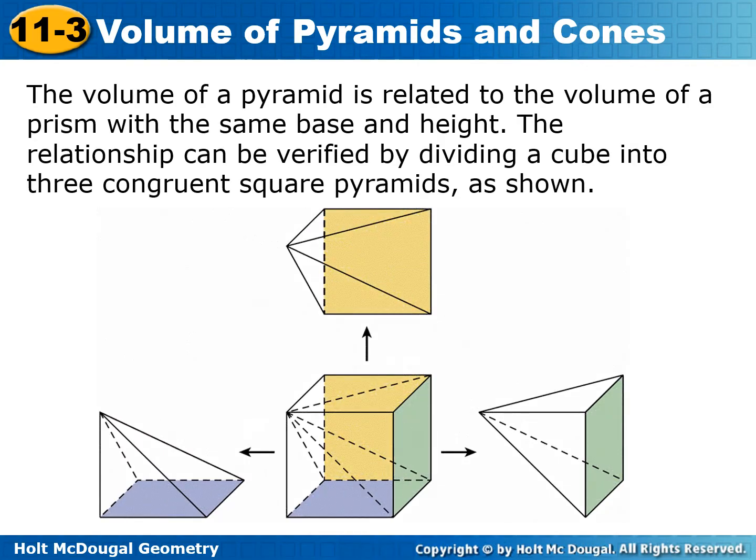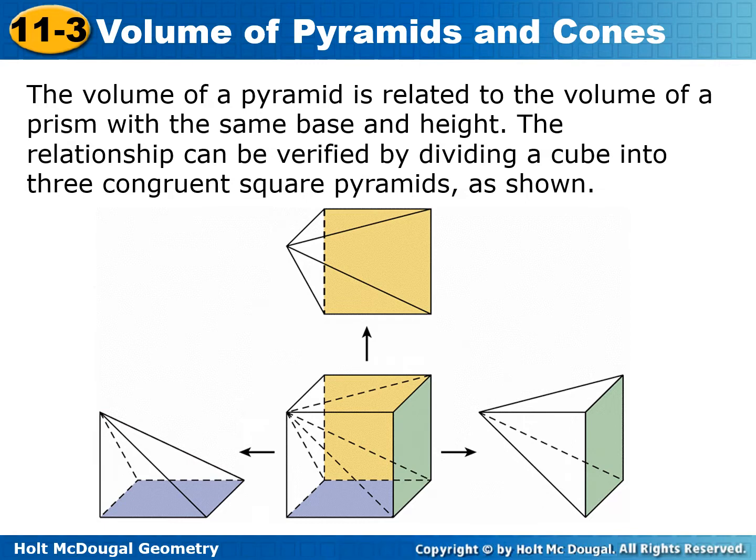So the volume of a pyramid is related to the volume of the prism with the same base and height. So take a look at that bottom cube. That is a cube. It's a prism. This particular one happens to be a square prism. So it is a cube.